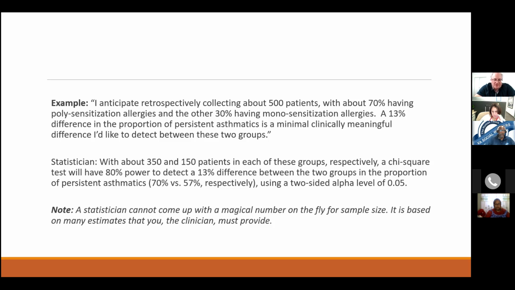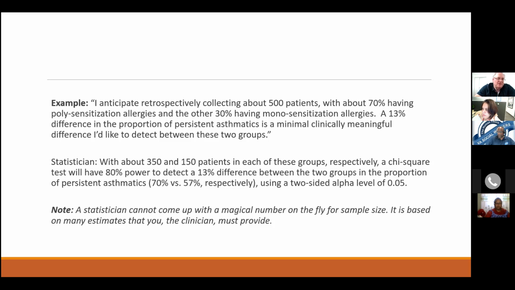A chi-square test, which is a standard statistical test for comparing proportions, will have 80% power to detect a 13% difference between the two groups, assuming one group will be 57% and the other group will be 7%. 80% power is a common benchmark we use. So most agencies will want you to have at least 80% power in your study.